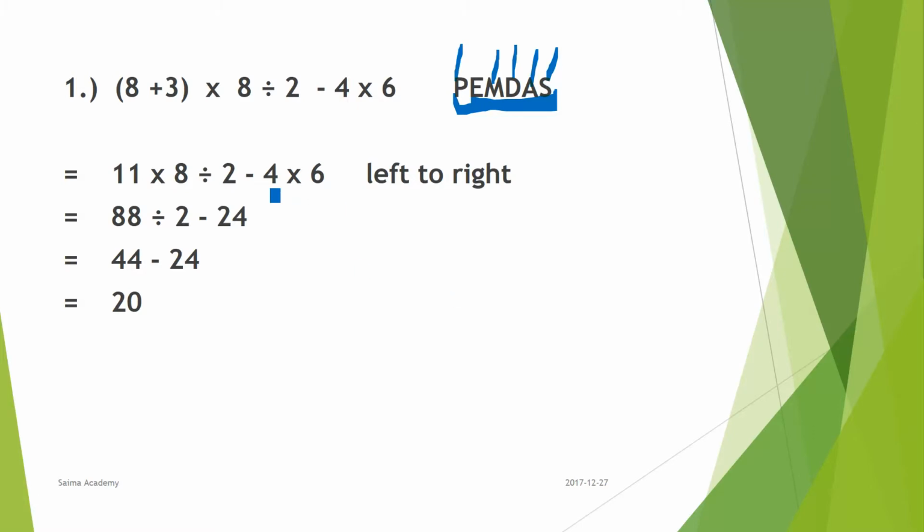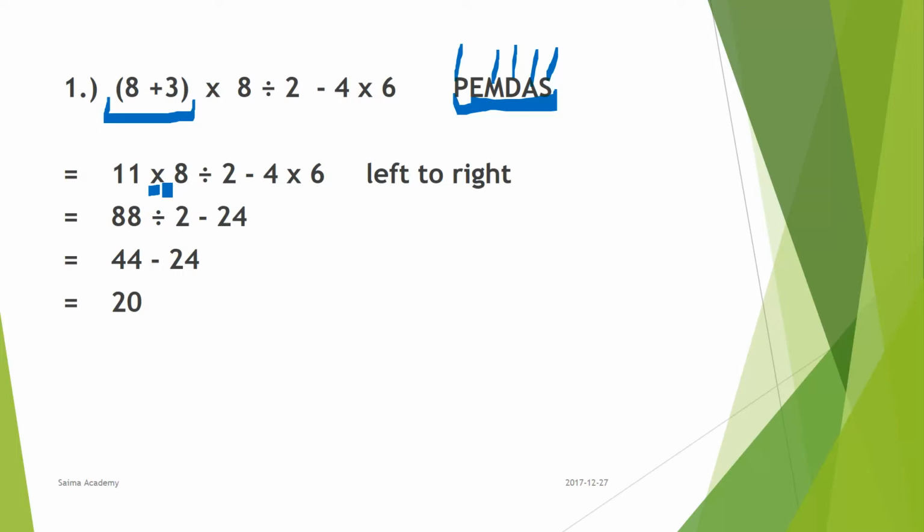So how to solve this question? First is parenthesis. We will solve whatever is in the parenthesis. So here is 8 plus 3, which equals 11. So we have solved this parenthesis, and we write down whatever is here: multiplied by 8 divided by 2 minus 4 into 6. In the next step, now we have 11 multiplied by 8 divided by 2.